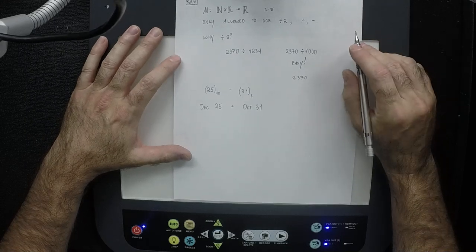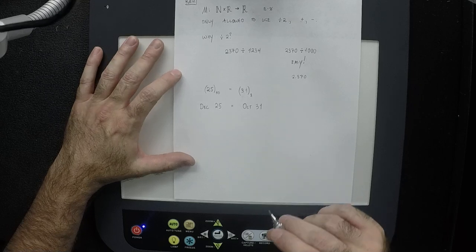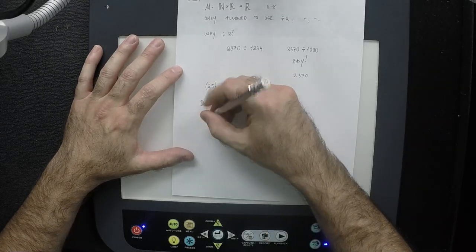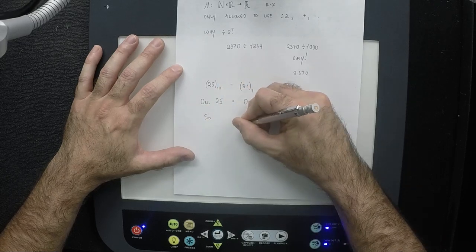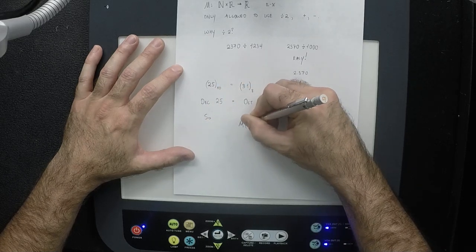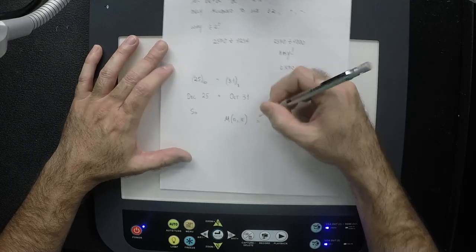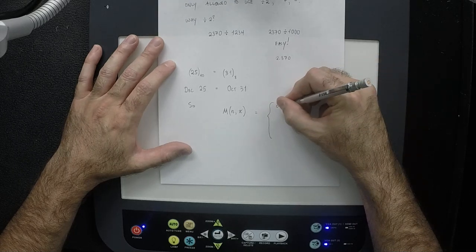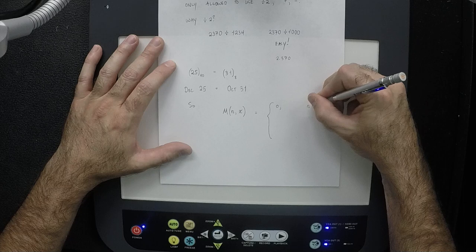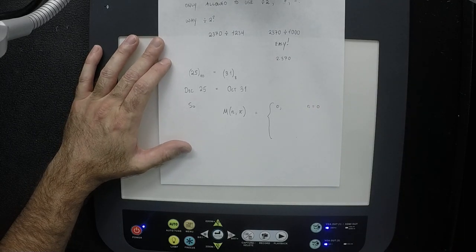Okay. So dividing by 2 is quite easy for the machine. So that's why it's permissible to divide by 2. So here's the definition of that multiplication function. In the first place, the answer is 0 when n is 0. That is to say that if you multiply 0 by any real x, the result is 0.